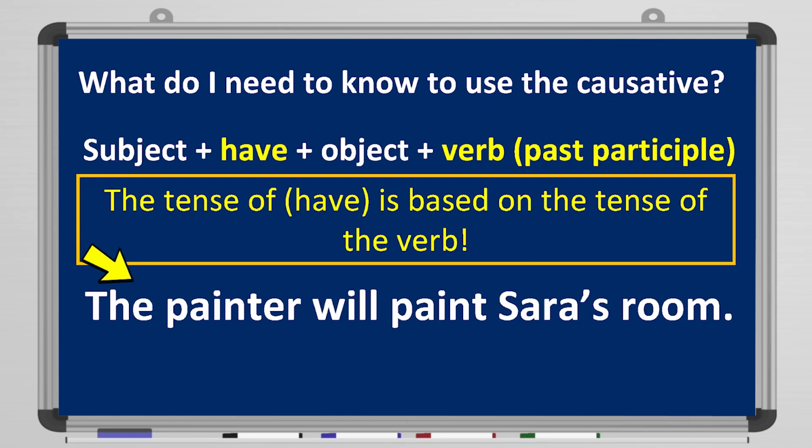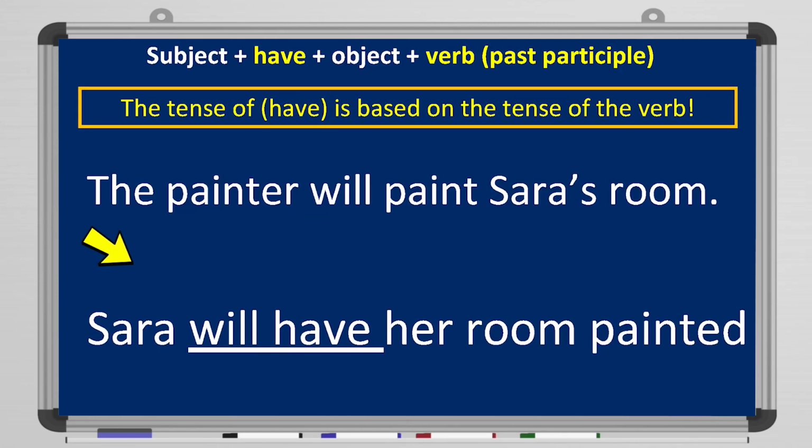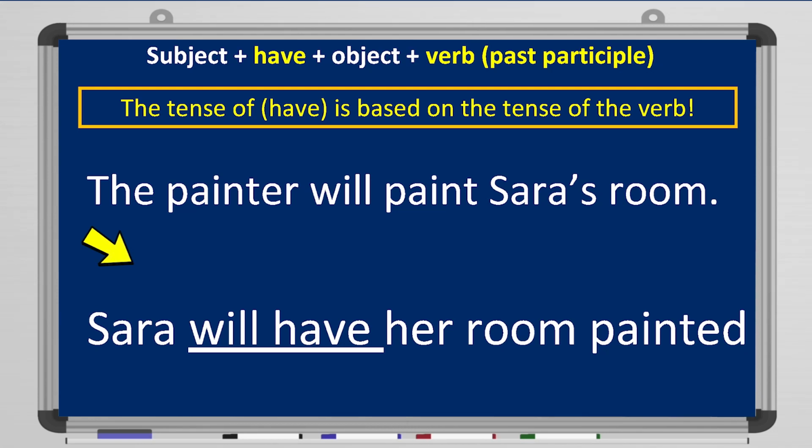So let's look at the tense of the verb. Will and paint. This is what we're going to be working with. Let's use the causative. Sarah will have her room painted. The painter will paint Sarah's room. It will be Sarah will have her room painted. Very easy.